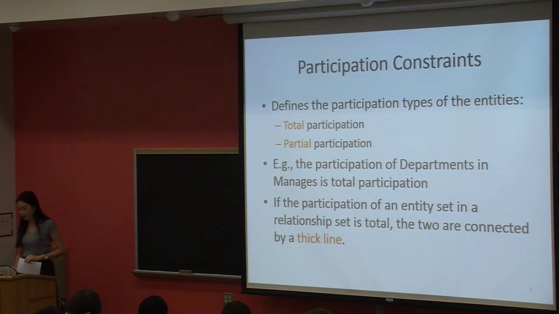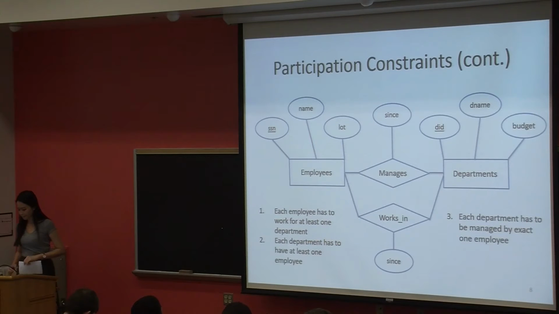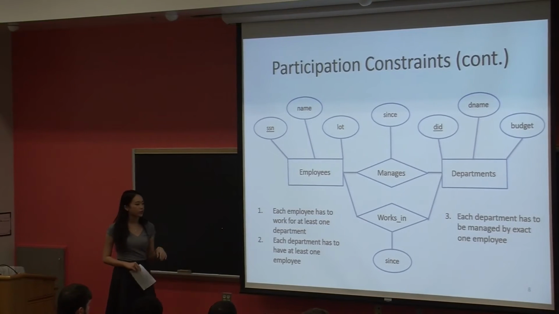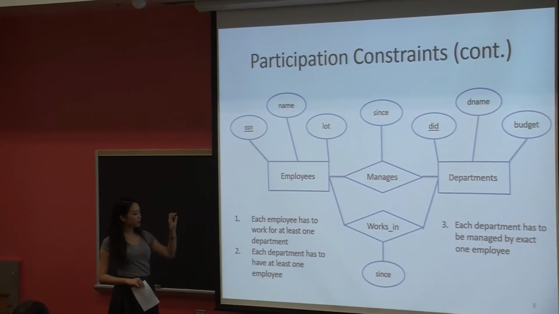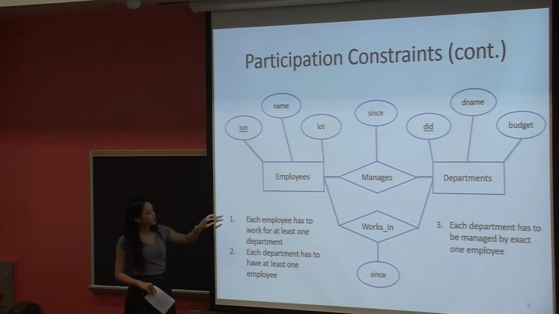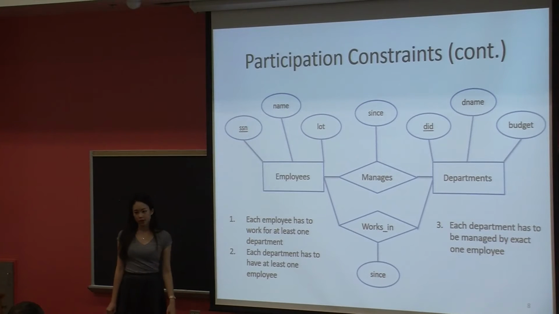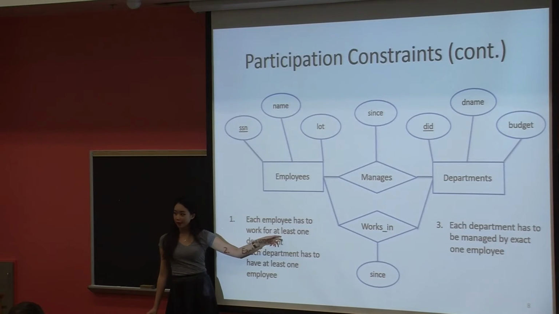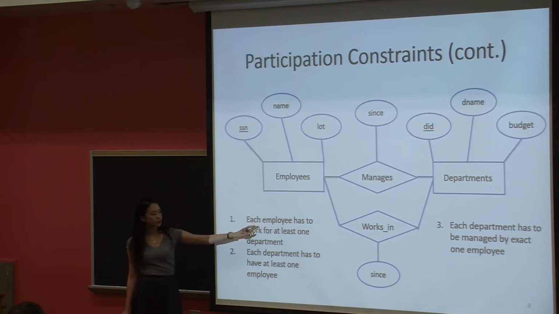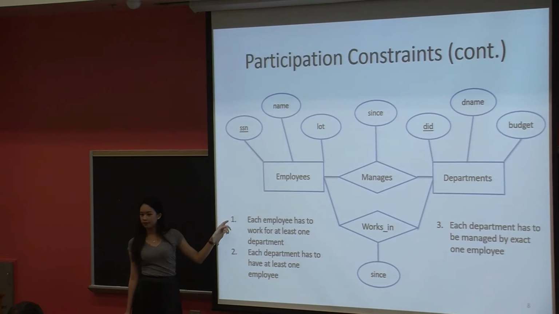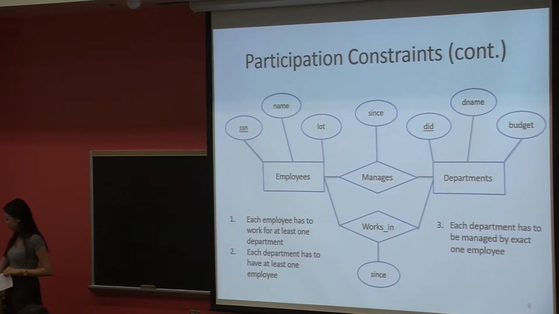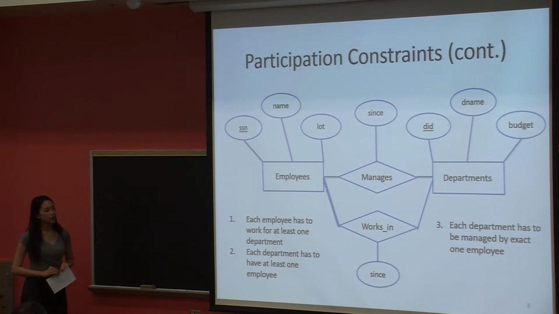Okay, so let's try out an example right here. Right here I haven't denoted any constraints on it, and you will be the one to add them. Let's think about 3 requirements one by one. So let's say for the first one, each employee has to work for at least one department. If it's at least one, it's the lower bound, not the upper bound, right? So what should you do for this first requirement? Thick line between employees and work. Yeah. That'll be there. All right.